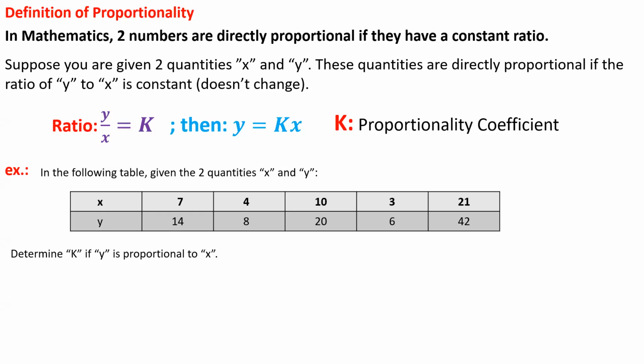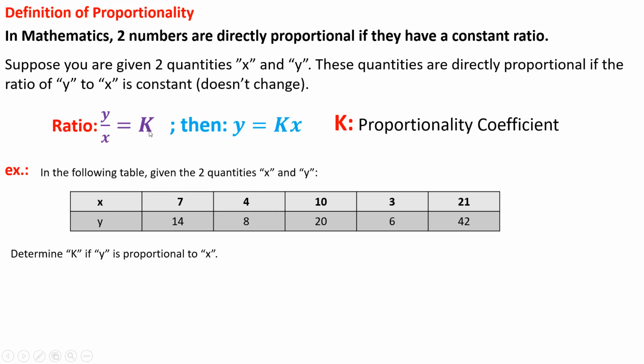What's the definition of proportionality? In mathematics, two numbers are directly proportional if they have a constant ratio. Suppose you are given two quantities x and y. These quantities are directly proportional if the ratio, what do I mean by the ratio? If the fraction of y to x is constant, it is a number, it doesn't change. So the ratio y over x should always be equal to k. The ratio is y over x, and k is a number.